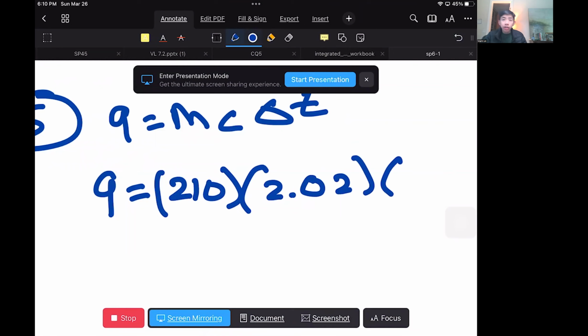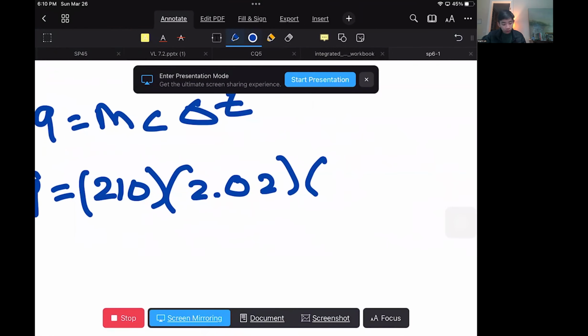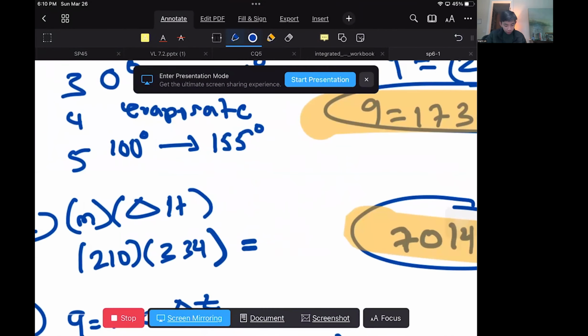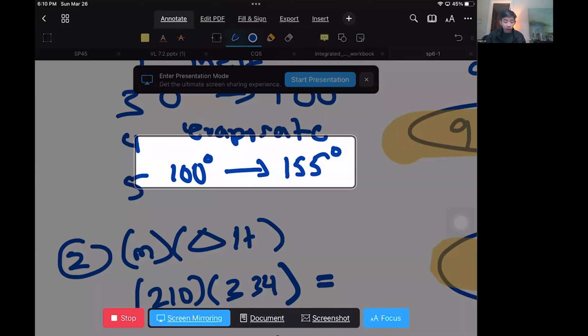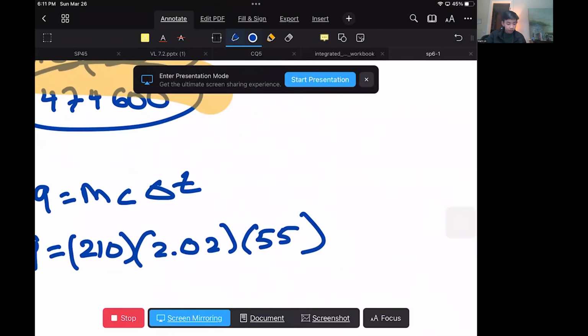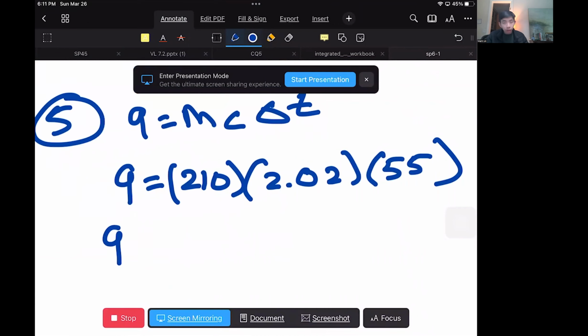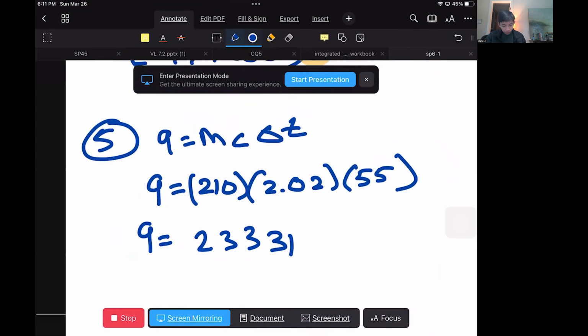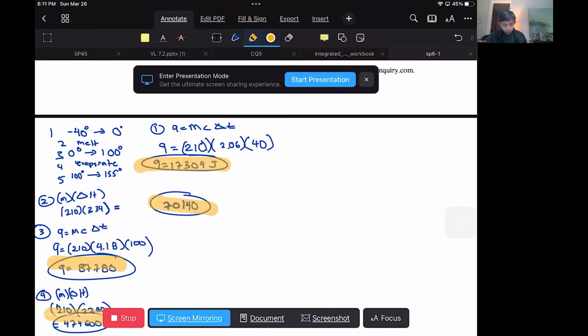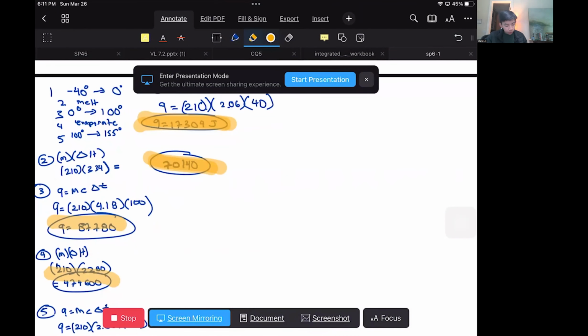Mystically will always give you all these constants. And then the temperature change is going to be 55 degrees, right? Because we're going from 100 to 155. That temperature change is going to be 55 degrees. All right, so Q, if you multiply all this out, you're going to get 23,331.